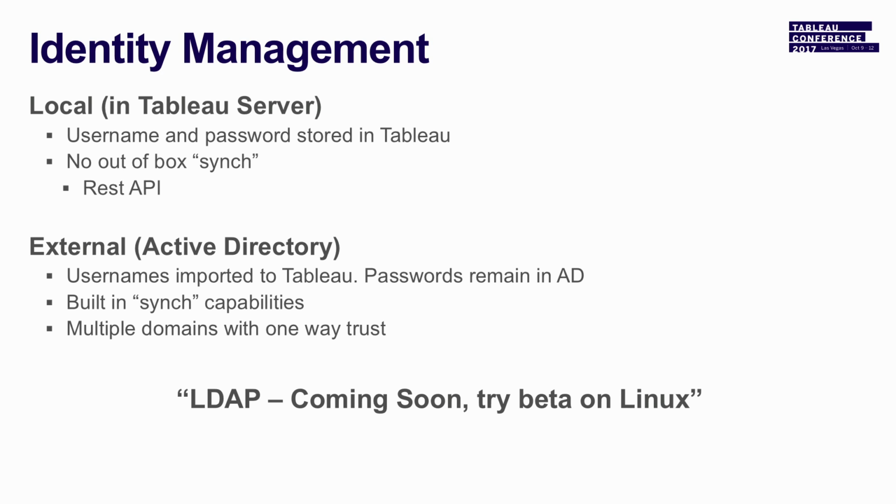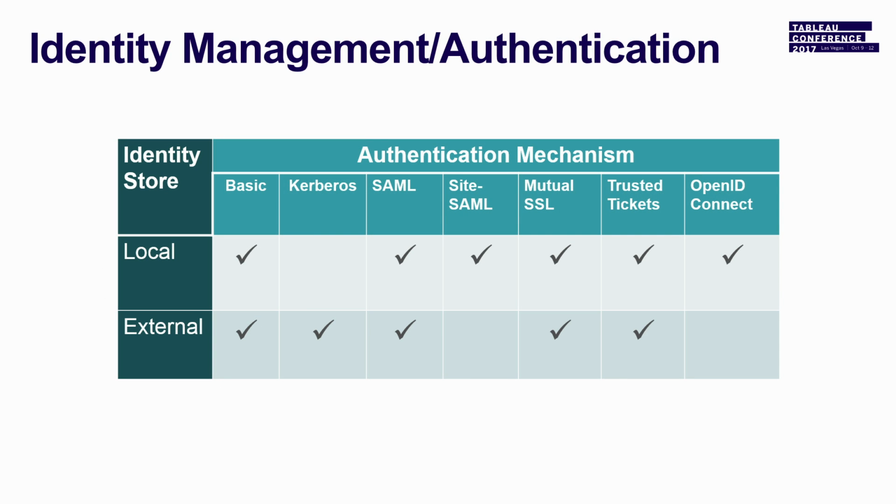Now, on the slide, we're saying multiple domains with a one-way trust. The caveat here, and something to think about, is that may depend. You may need two-way trust in certain scenarios, and we'll talk a little bit more about that in a moment. Oh, and coming soon, we're going to have LDAP available. So try our beta for Linux. That'll be available in that.